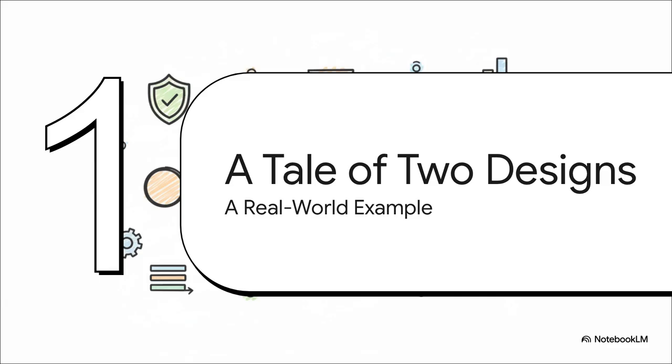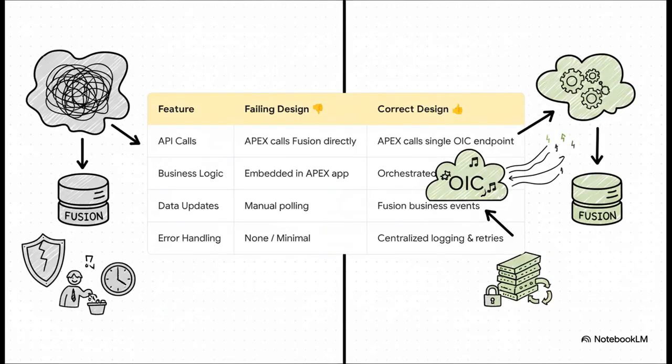All right, theory is great, but let's make this crystal clear with a real-world example. We're going to look at a super common scenario, integrating a custom Apex app with Fusion Order Management, and we're going to compare the wrong way with the right way. Just look at the difference here.